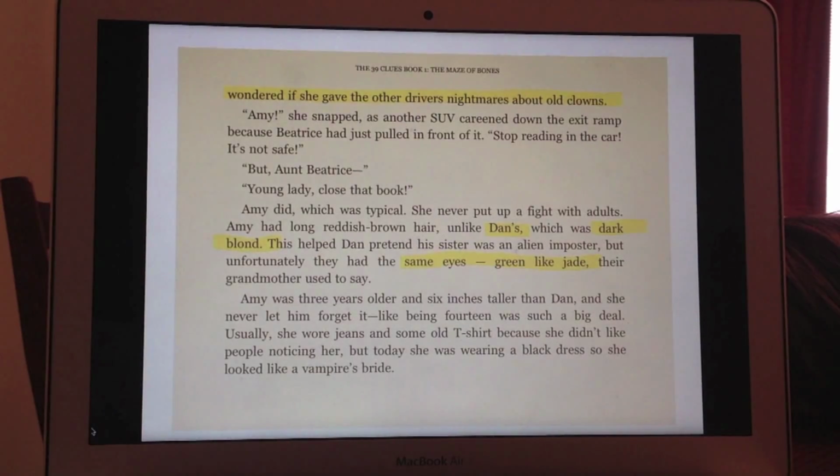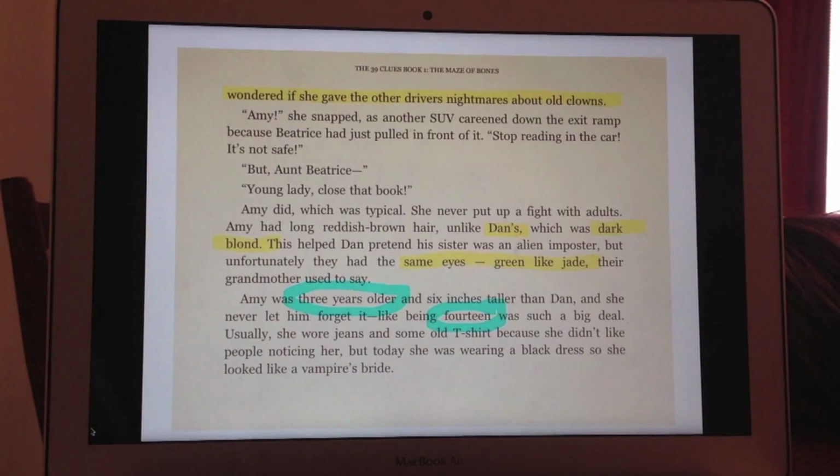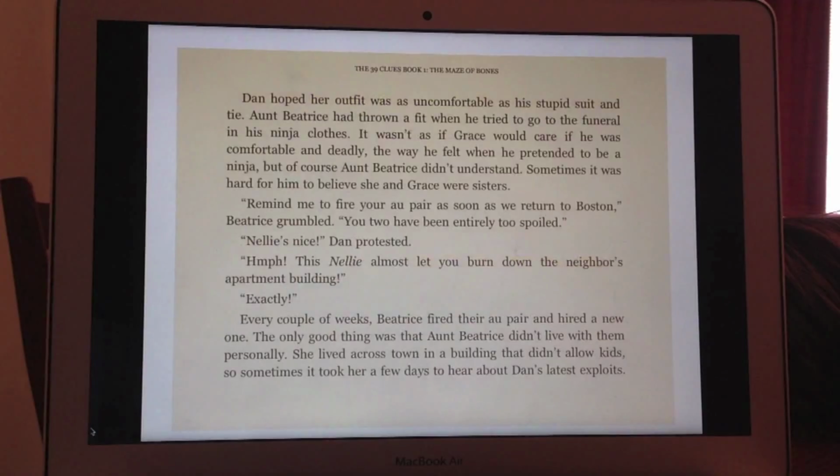Now I notice that Amy was 3 years older than Dan, and she was 14. So I definitely can use this information to figure out that Dan is an 11-year-old boy. As I continue to read about Dan, I notice that he wanted to go to the funeral in his ninja clothes, and he felt comfortable and deadly when he pretended to be a ninja. So I think ninjas are pretty important to him.